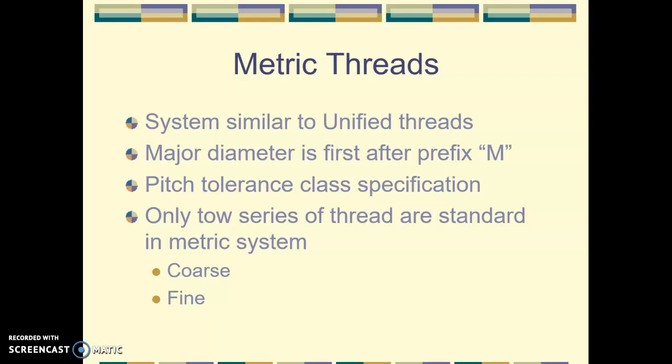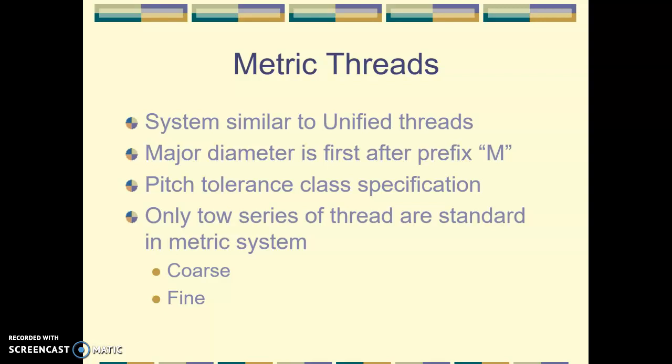So there are some similarities between metric threads and the unified national system, but there are some key differences that we need to be aware of. First of all, metric threads start with the letter M. So it's going to be a dead giveaway as soon as you look at it that, yes, this is a metric thread. There's an M right in the front.